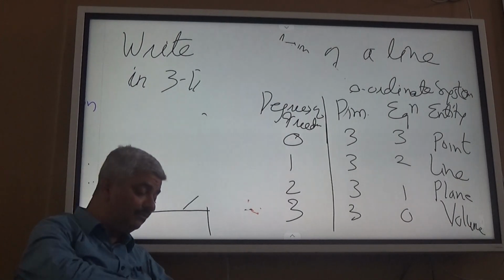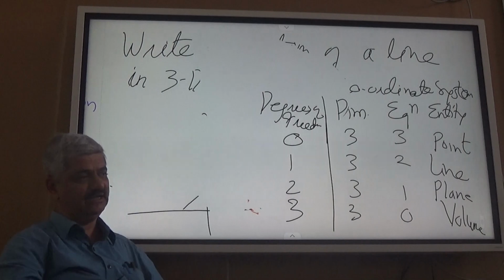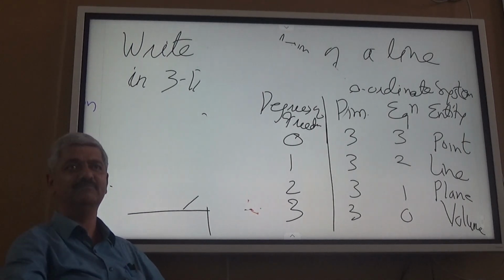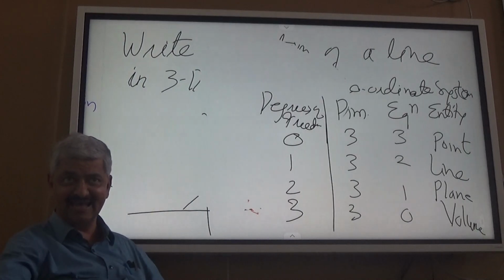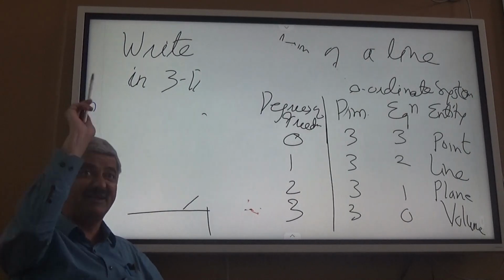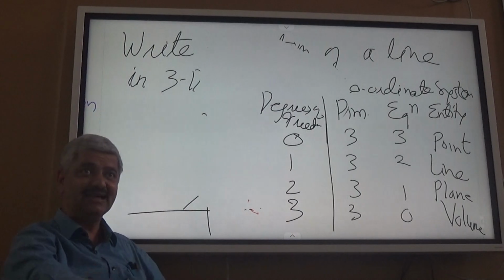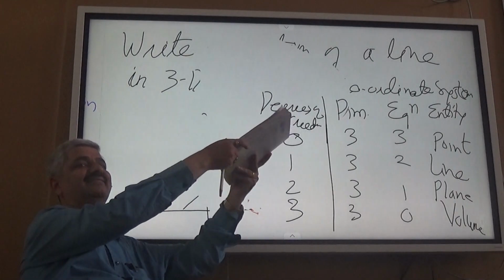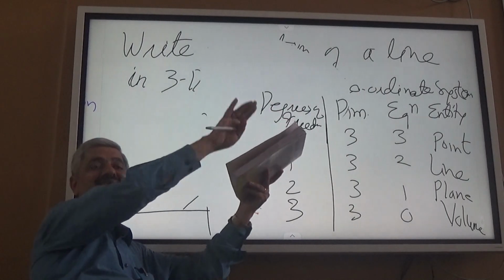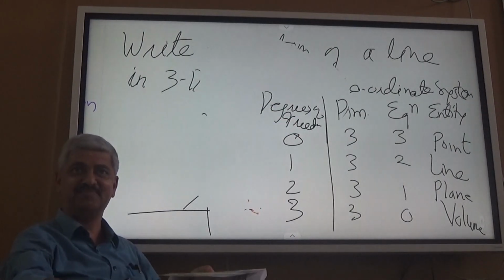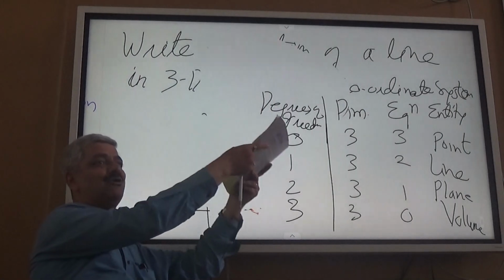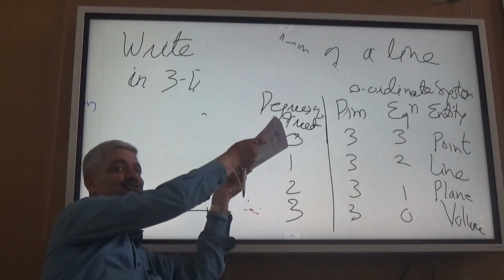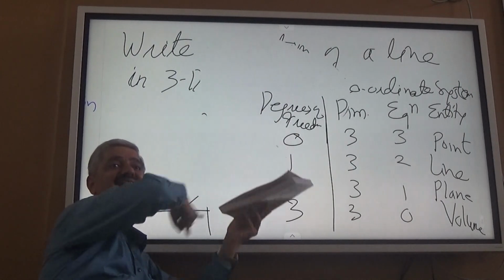Listen very carefully now. Here, I'm winding up. 3 dimension space, no equation, entire volume. 3 dimension space, 1 equation, it is a plane. So y equal to x is a plane. Which plane? This plane. 3 dimension space, 2 equations: y equal to x and z equal to 0. So the intersection of these 2 planes is a line.